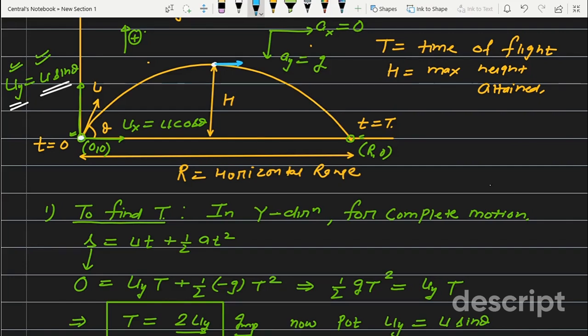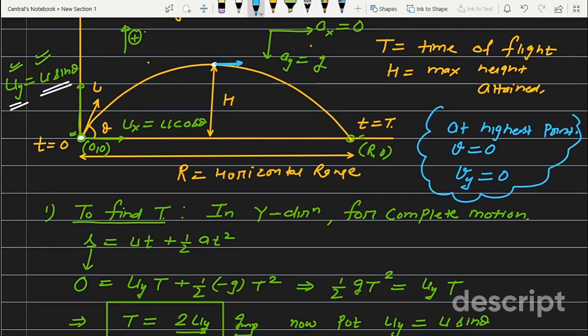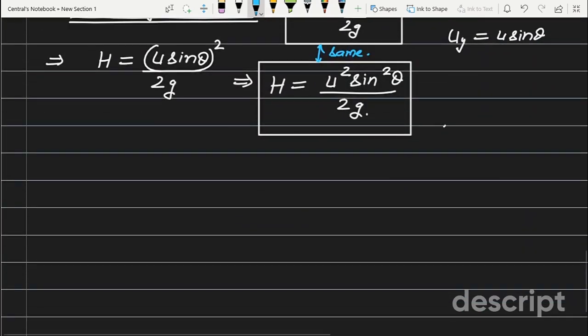At the highest point, velocity is not zero, but the y component of velocity is zero, because the entire velocity is in the x direction. There is no component of velocity in the y direction. So, alternate method.